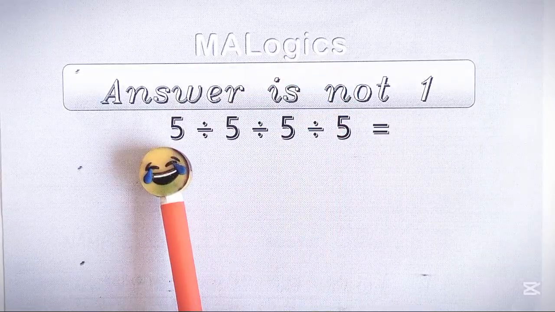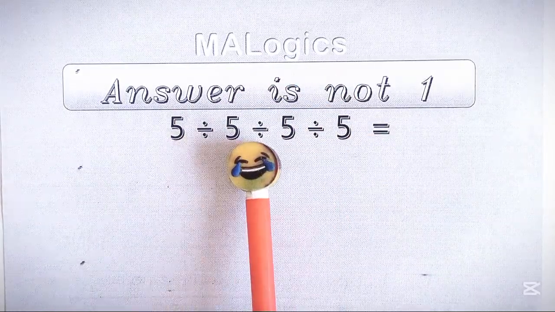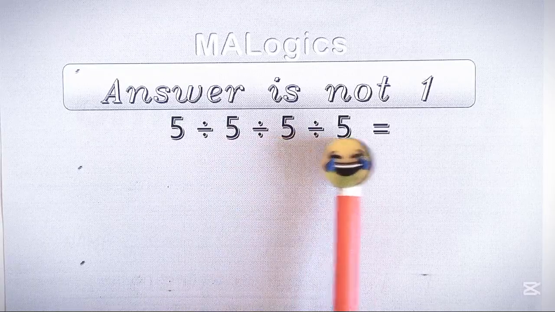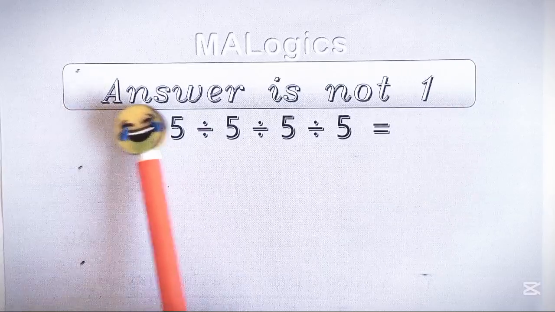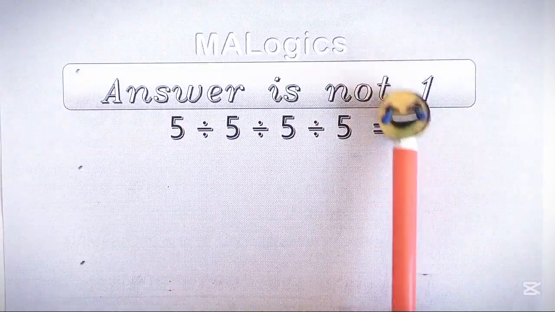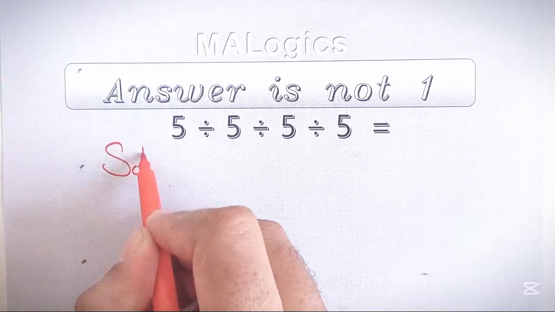Transform your math anxiety into math excitement. The question is 5 divided by 5 divided by 5 divided by 5. Hey you math genius, can you guess its answer in your mind quickly? But remember, it's not 1. Ha ha ha ha ha. Okay, let's move to its solution.